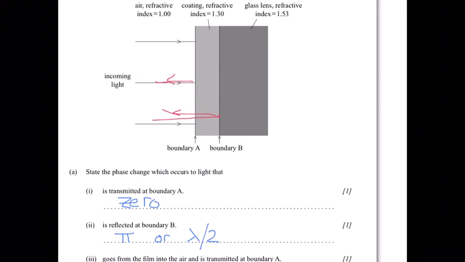There is a pi change both here and here, which means that they sort of cancel each other out. They're going to both have the same effect on each beam of light, if you like, which means that we need the thickness, or the total path difference here, to be equal to the condition for destructive interference.